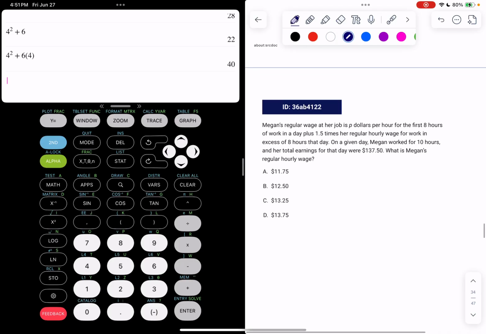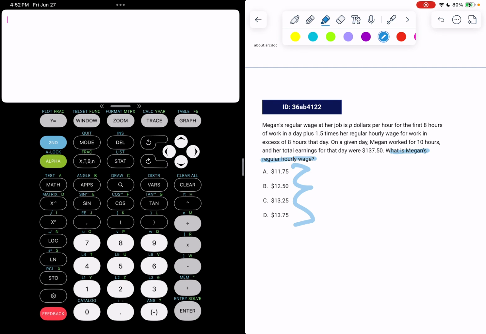Now, this one here, if you notice what we're looking for, at the end of the day, what is Megan's regular hourly wage? And we have a list of numbers. That's not a relationship, so that's going to be a back solve.